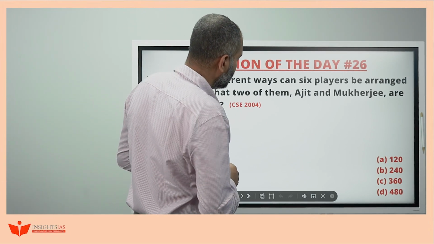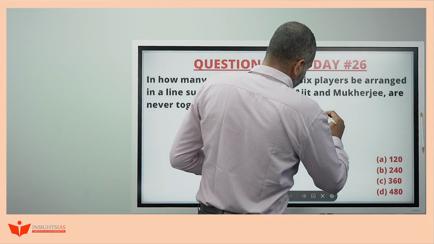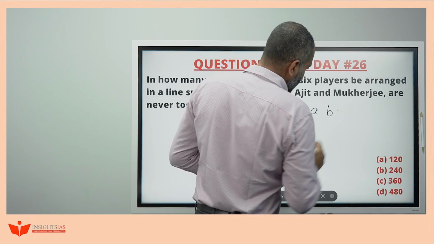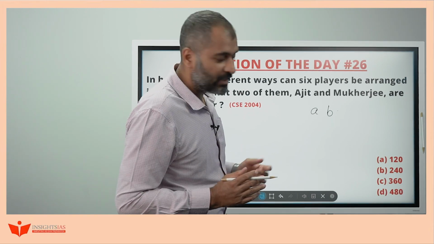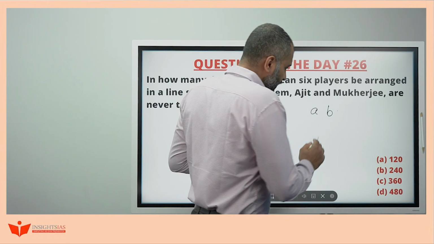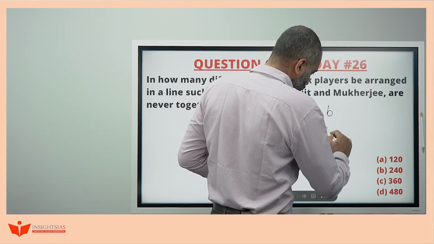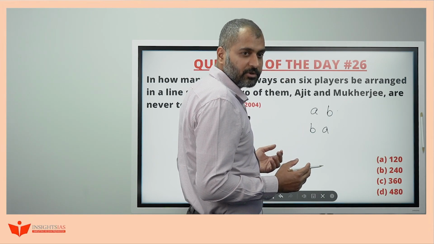See now, I'll give an example. 2 people are there. If I ask you to arrange them in different ways, or make them sit in different ways, they can sit like this, A, B. Or else they can sit this way also. Different ways, isn't it?